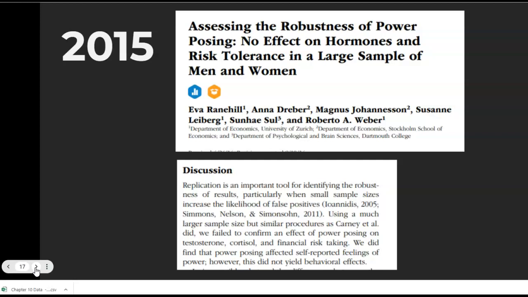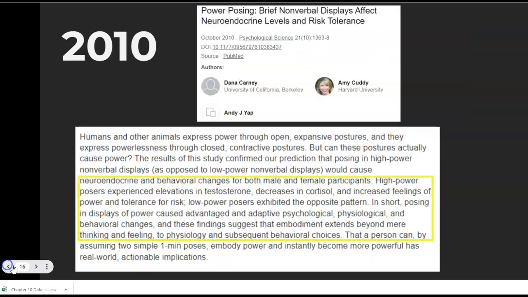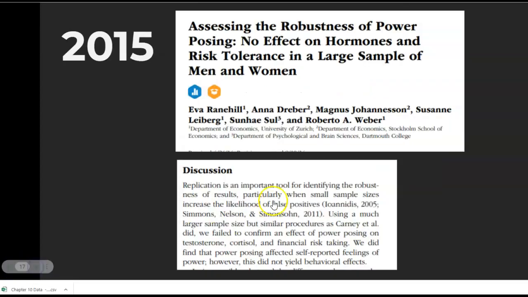So this study in 2015 by Rain Hall and colleagues was an attempted replication. And they tried to replicate the original research by the previous researchers over here. So they were trying to replicate the research by Carney and Cuddy. Right? And by replicating, they just tried to redo the same thing that they had previously done, but that previous study, that first study, had a very small sample size, and so they wanted to replicate it and see what happened with a larger sample size.